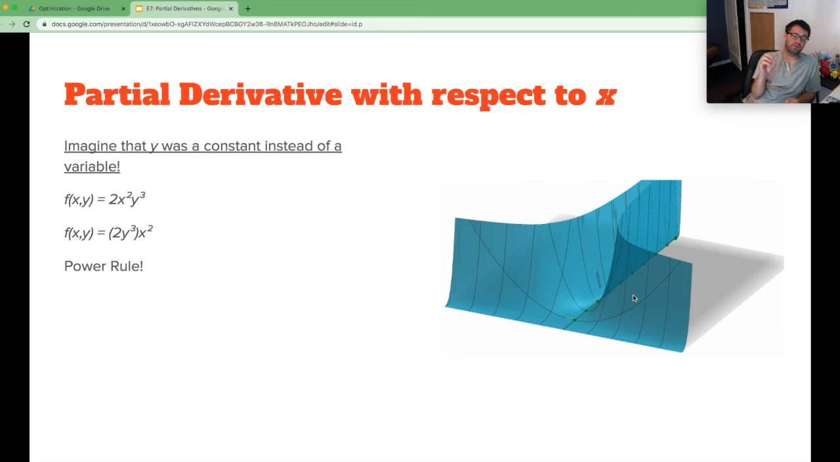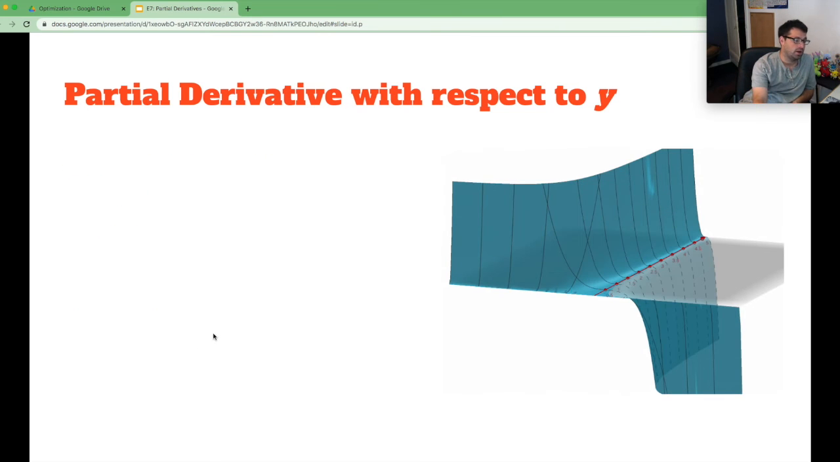So just taking the derivative, treating x as our only variable, using the power rule, where we bring our coefficient down in front, subtract the power by 1, so we get 2 times 2y cubed times x, which we can then regroup and multiply our coefficients to get 4x y cubed. So that is the partial derivative with respect to x. That formula tells us the slope at the points when we're just looking in the x direction.